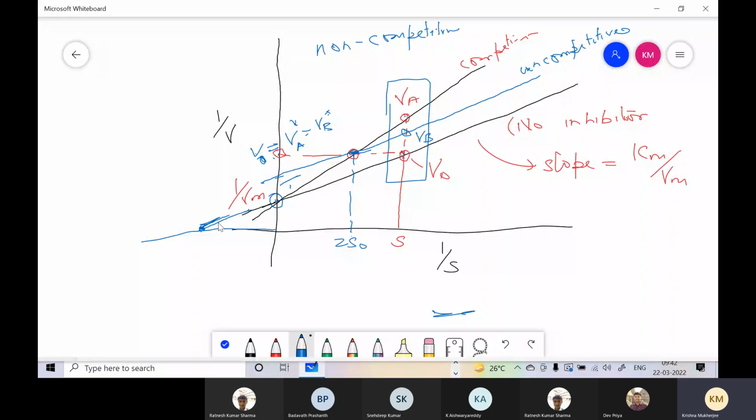So what about the non-competitive case? The non-competitive case would be like this. So it would not be parallel, but the slope would be less. So it will be somewhere here in the middle of VA and VB. Can you make that out? Yes, no, because I'm drawing it poorly.